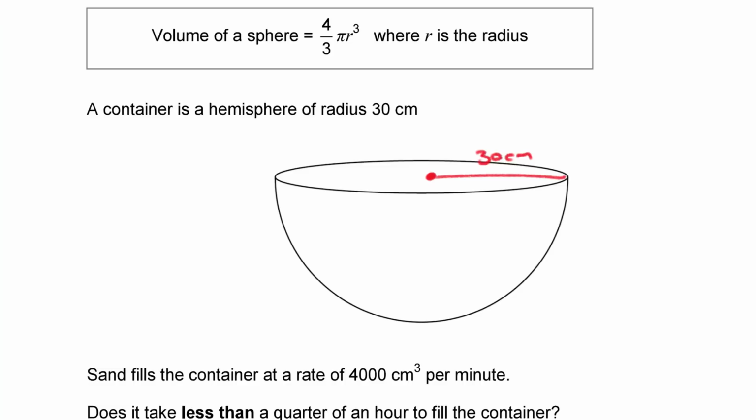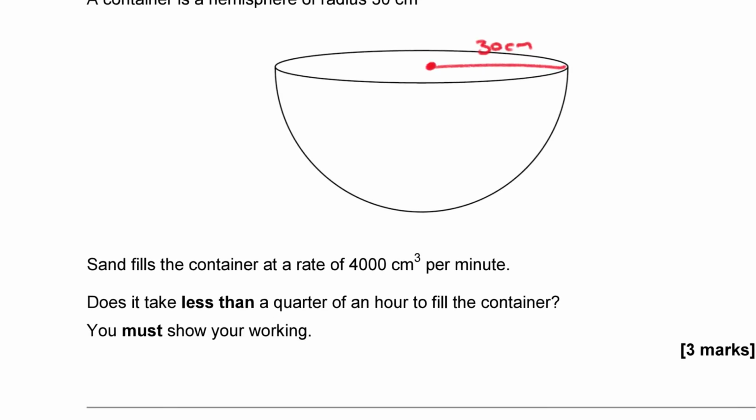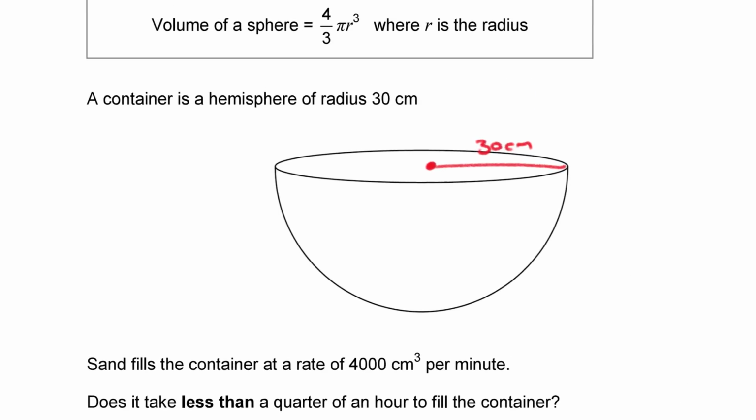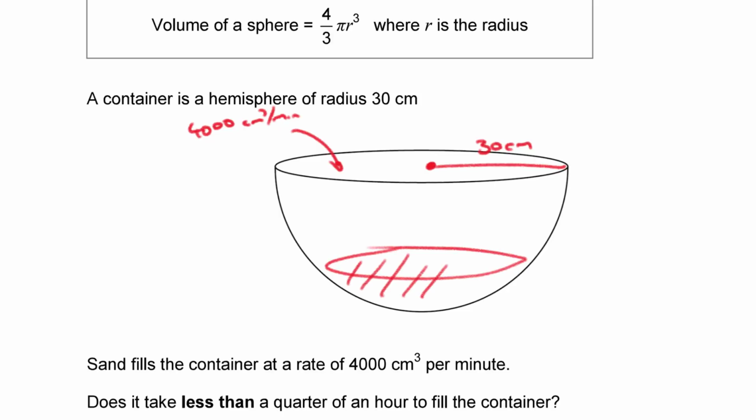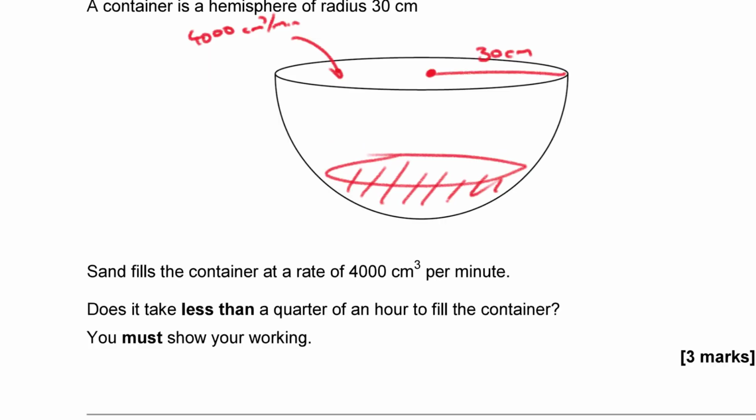Okay, right, so sand fills the container at the rate of 4,000 cubic centimeters per minute. So I'm putting sand in at 4,000 centimeters cubed per minute. Okay, so I suppose it's slowly filling up then, isn't it? So you're going to get sand appearing in the bottom here, slowly filling up. Right, so does it take less than a quarter of an hour to fill the container? You must show your working.